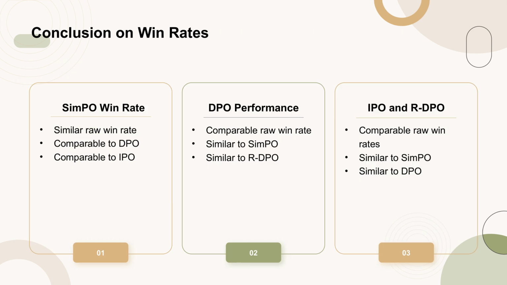In this study, the performance of SimPO was found to have a similar raw win rate when compared to DPO, IPO, and R-DPO. Specifically, DPO also exhibited a comparable raw win rate, as did IPO and R-DPO. These findings suggest that all four methods perform similarly in terms of raw win rates, indicating a level of parity in their effectiveness.